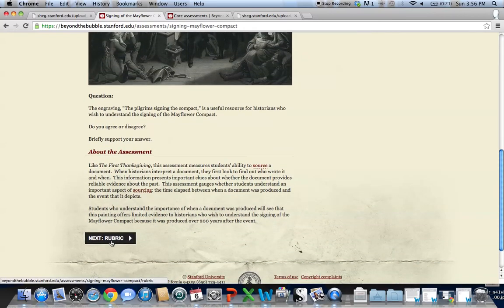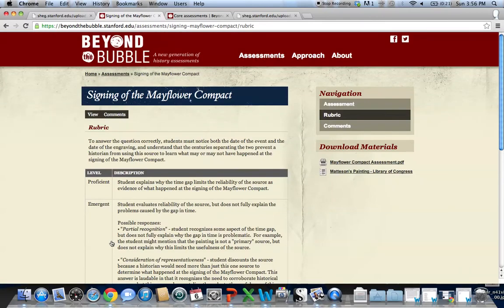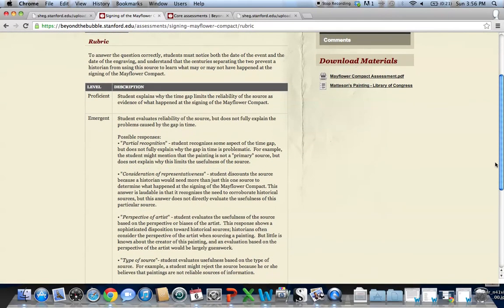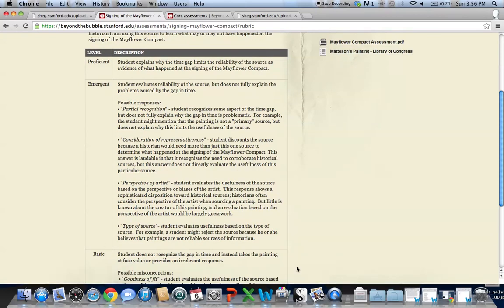What I like, again, is they have rubrics. So all that work that goes into making a rubric, which we all do, especially it's so tough when grading writing, this is already done for you. So you have your proficient, your emergent, basic, and so forth. Proficient basically just says that the time gap limits the reliability. So it was written 200 years after, it's not that reliable.